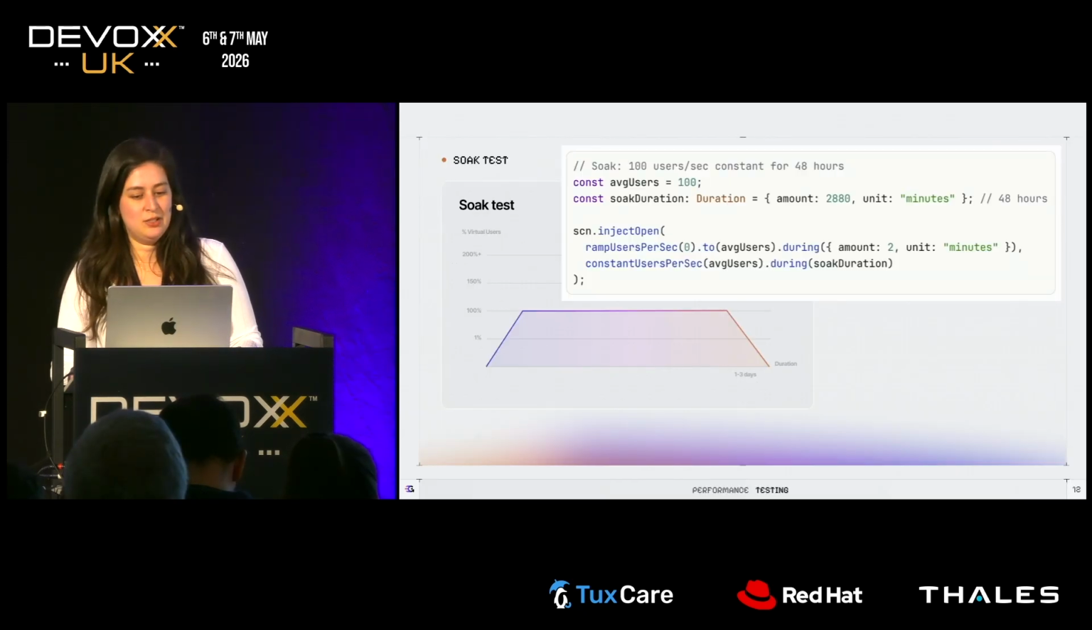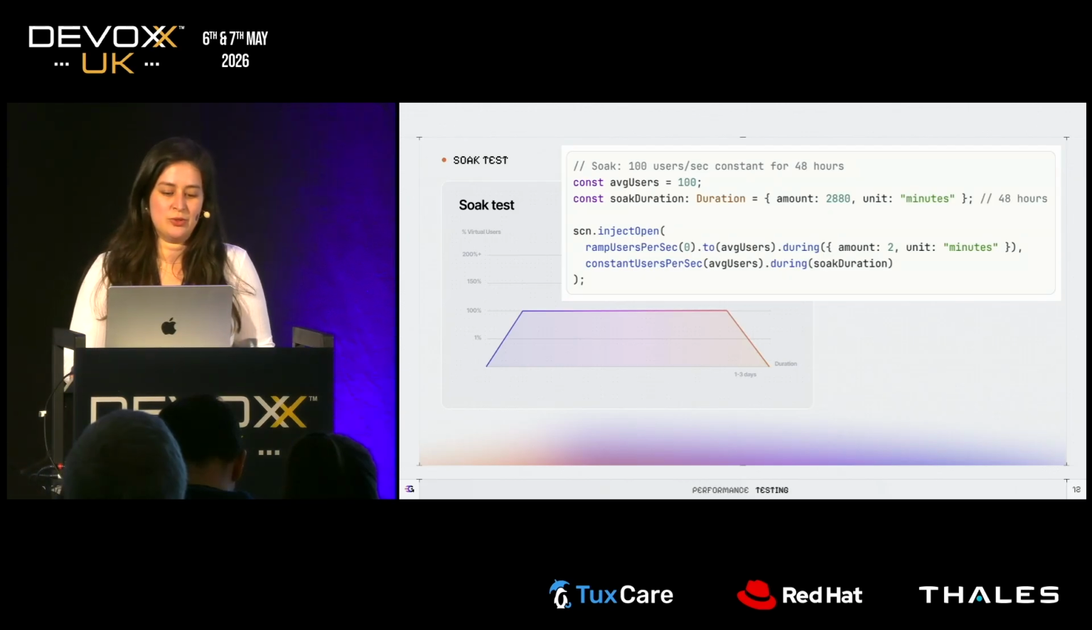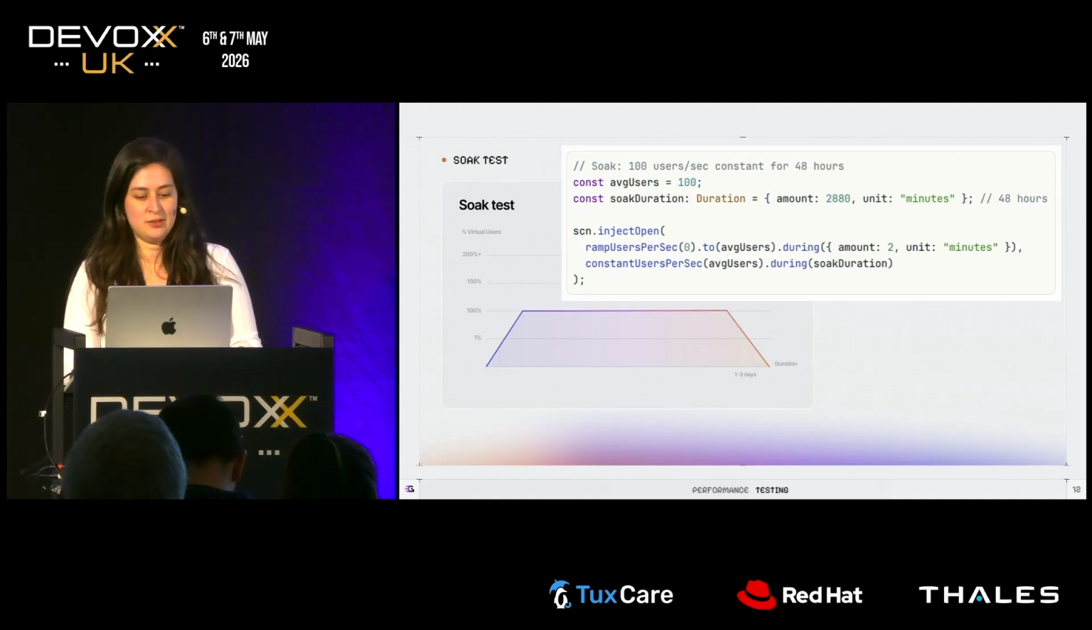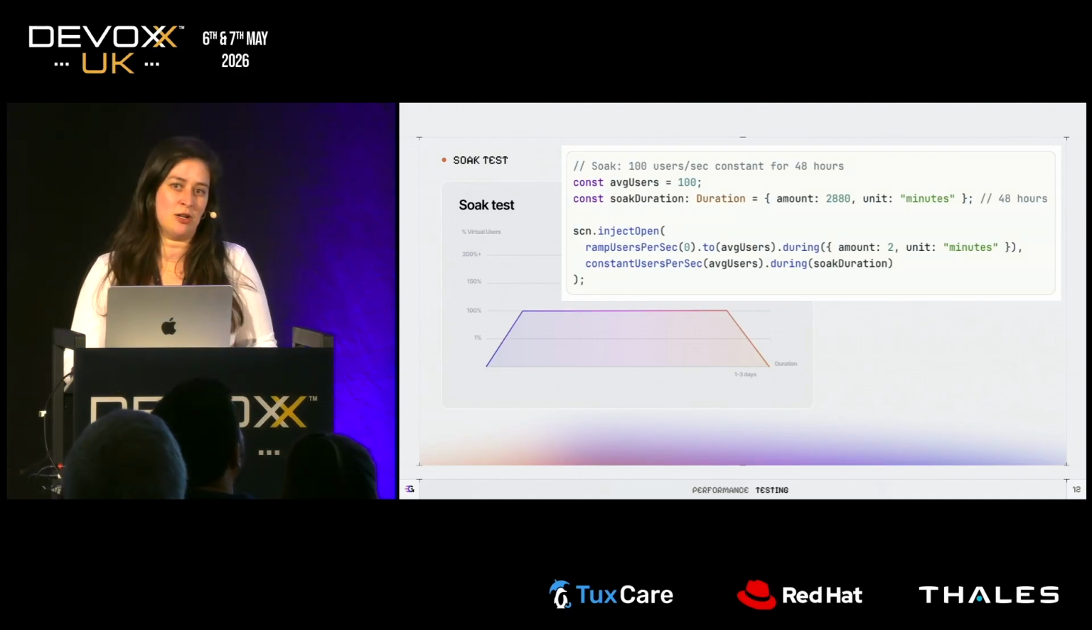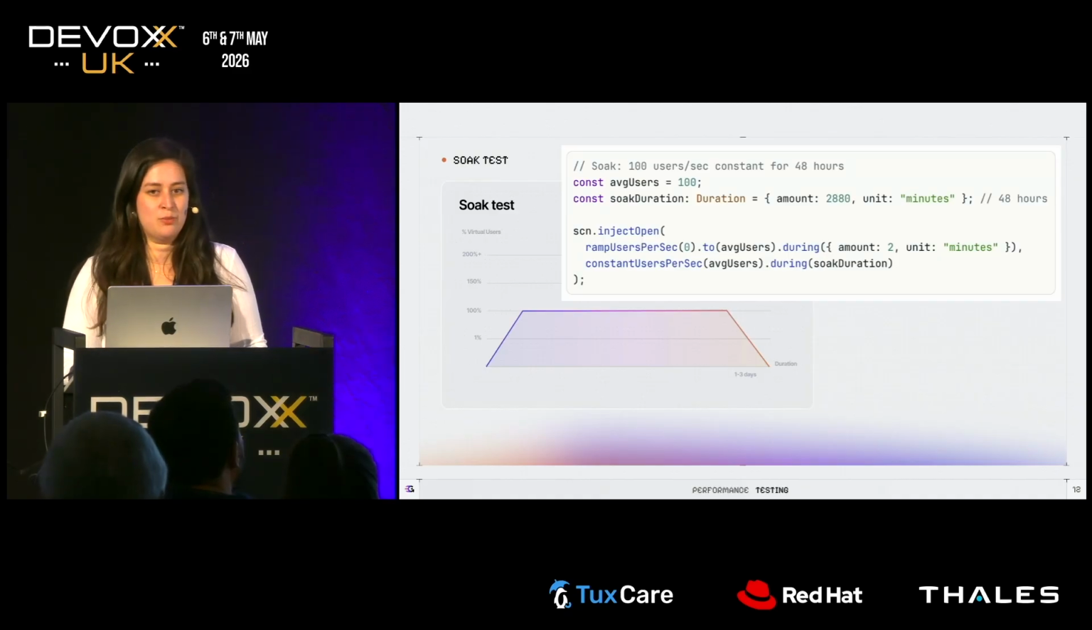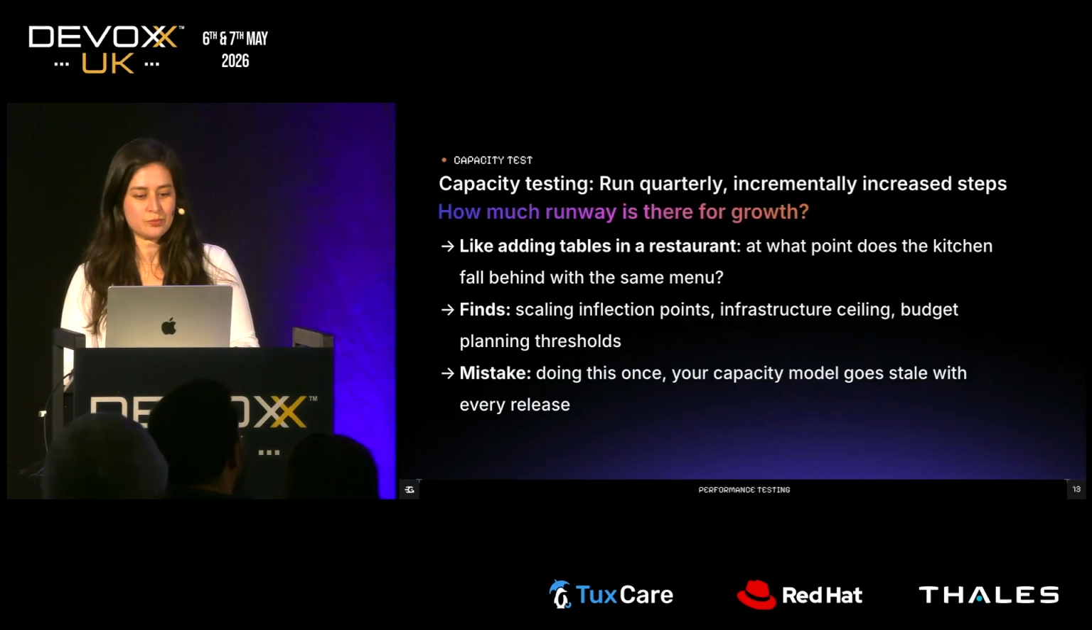Code looks simple, same shape as a load test, but just much longer. So 100 users per second, constant for 2 days in this case. Long, flat plateau, looks pretty boring, but the bugs that it can catch are pretty expensive sometimes. So it's nice to run this monthly, quarterly, or before big production pushes.